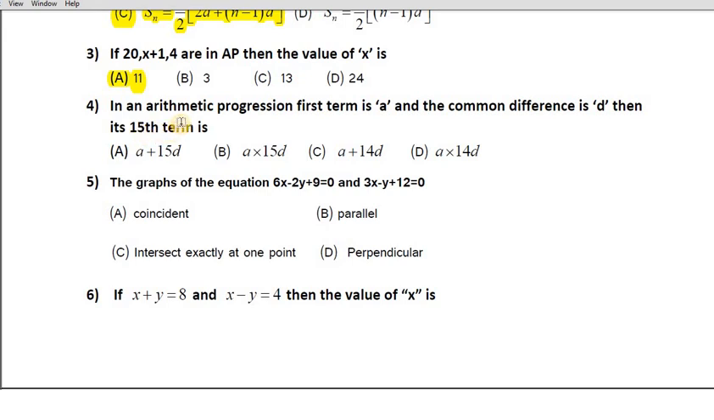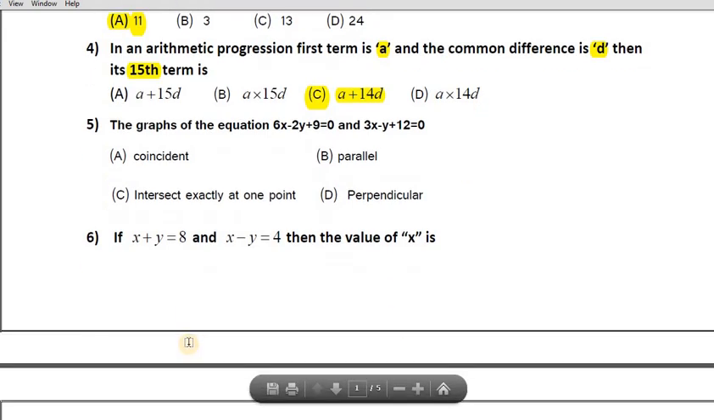Question number 4. In an arithmetic progression, first term is a and common difference d. Then its 15th term is. It means they are asking when first term is a and common difference is d, how do you write the 15th term? So let's see the options here. A is a plus 15d. Option B is a into 15d. It's wrong. And A also wrong. C is a plus 14d. As 15th term we can write it as a plus 14d. And obviously D will be wrong. Let's jump into another question.